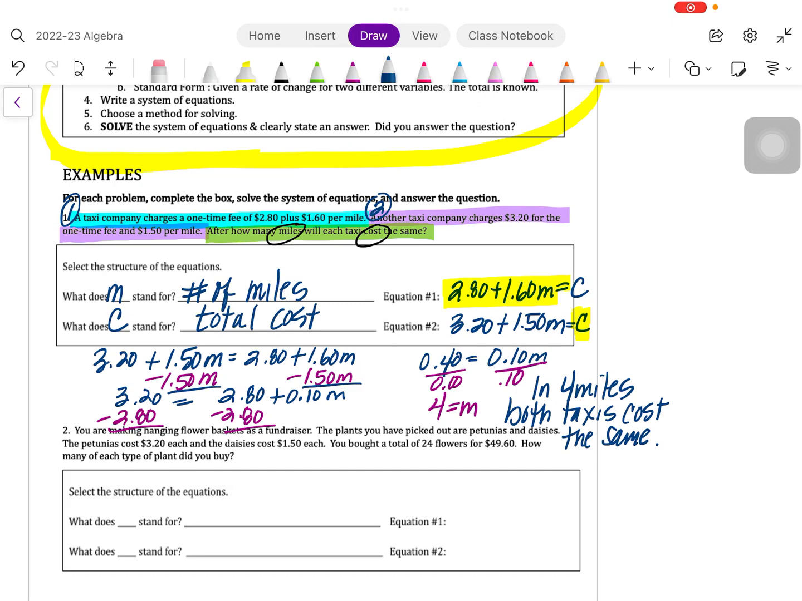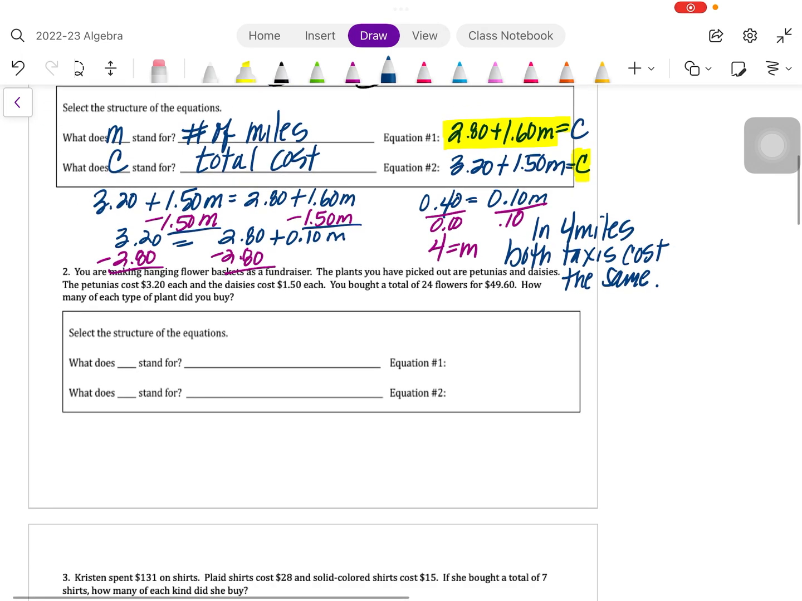Now, if the particular problem wanted me to find what the cost was when both things were the same, then I would go ahead and plug the 4 into one of the equations and solve for c, but quite honestly, it doesn't ask that. I've answered the question, so I'm just going to go ahead and move on.